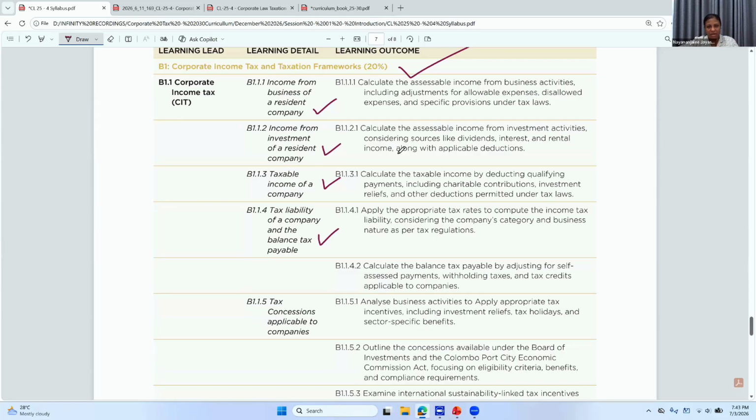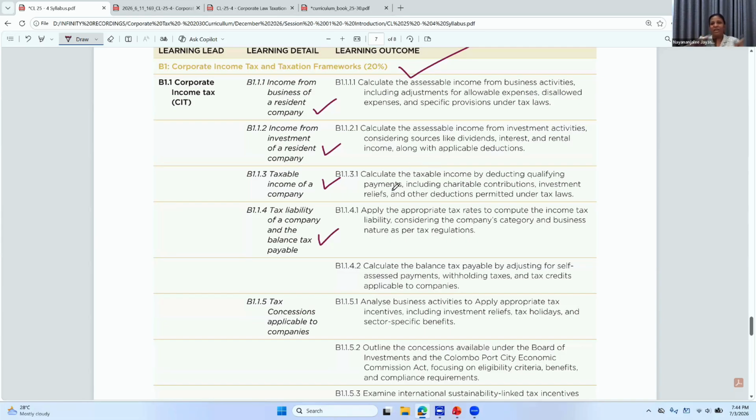I'm not going through these one by one because in each session I take these sub-syllabus areas and cover theory and practice questions under them. Here, in resident company taxation, business income and investment income are the main two parts. Other income is totally scenario based. After taking these, you compute the taxable income and balance tax payable. This is one part of that.